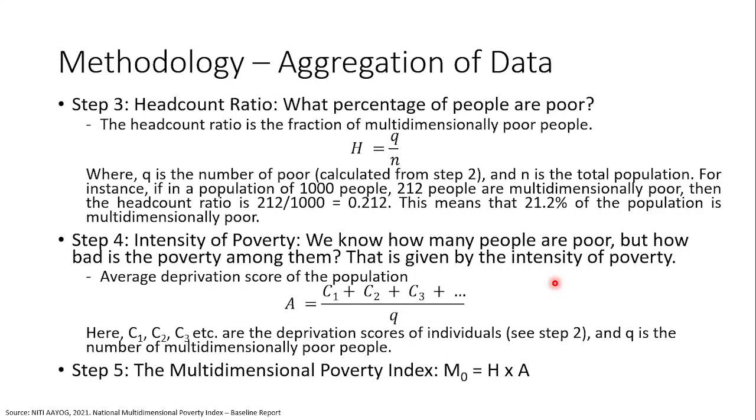The person who's earning 98 rupees and the person who's getting 10 rupees will be given the same benefits. The same policies will be targeted at them. But the amount of deprivation is different between the two, and that is why we need this kind of a measure. We need to see how poor are they, how bad is the poverty among them. So how do we see that? We calculate the average deprivation score of the population. That is C1, C2, C3 deprivation scores.